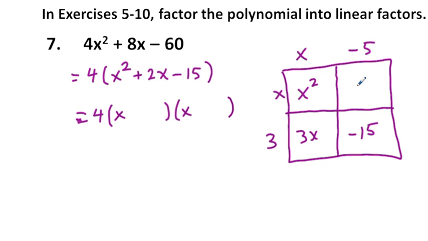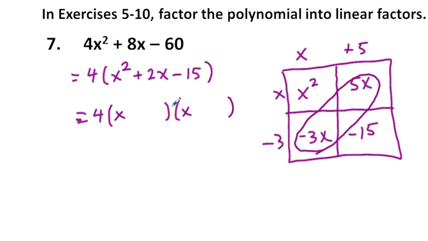And negative 5 times x is negative 5x. And if we add these together, we're going to get negative 2x. Is that right? No, we need the positive 2x. So we're just going to back up here, and we're just going to make this plus 5 and minus 3. So we have 5x here in the upper right and minus 3x in the lower left. See, that's going to work for us this time, isn't it?